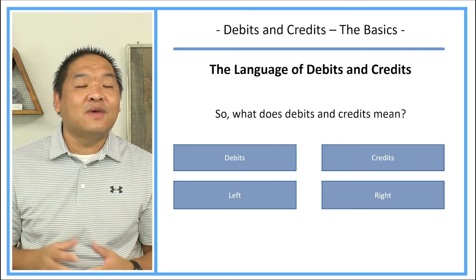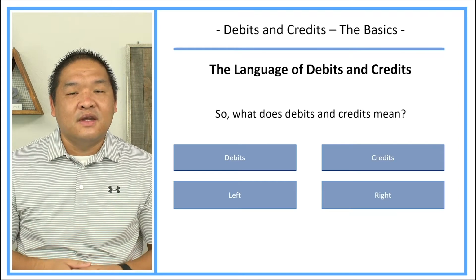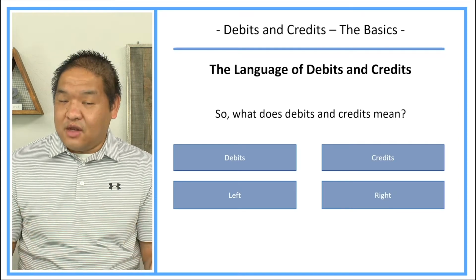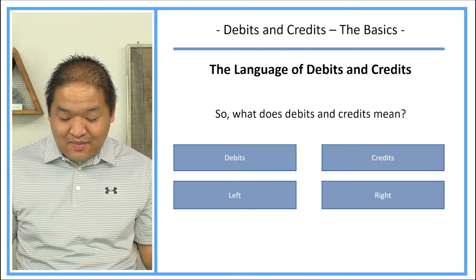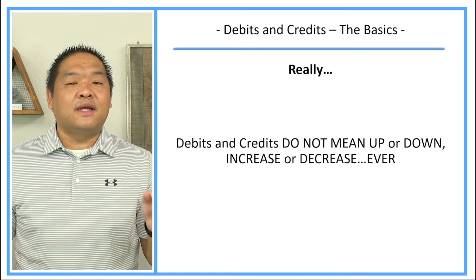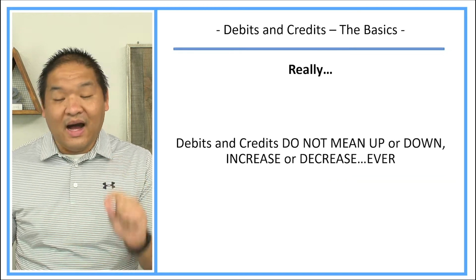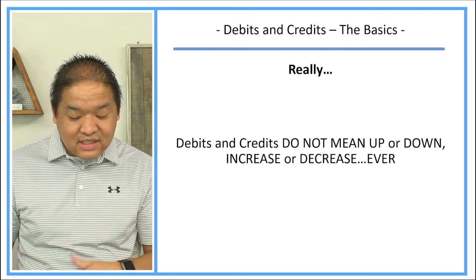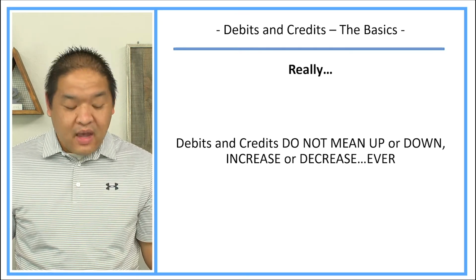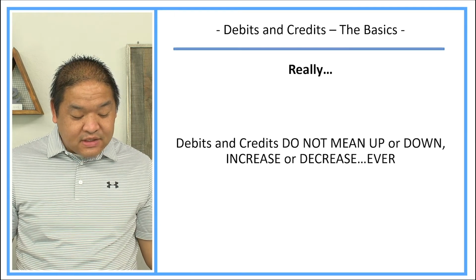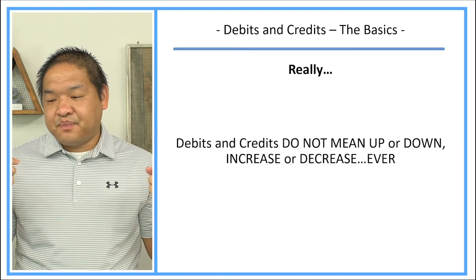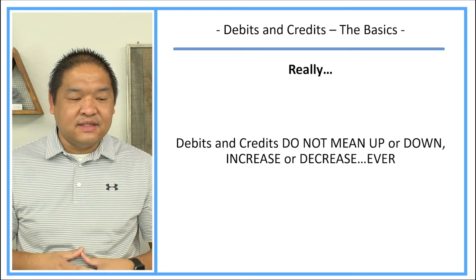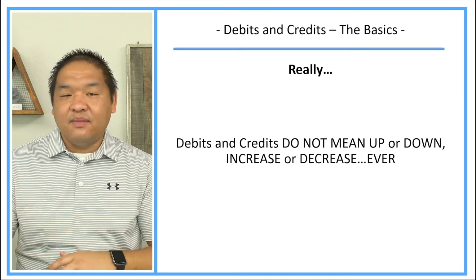So if I say debit to an accountant, they know it means left. If I say credit to an accountant, they know that means right. That's all that it means. Debits and credits do not mean up or down, increase or decrease ever. And the reason why I bring this up is there's this notion that debit means down or up, or credit means down or up.